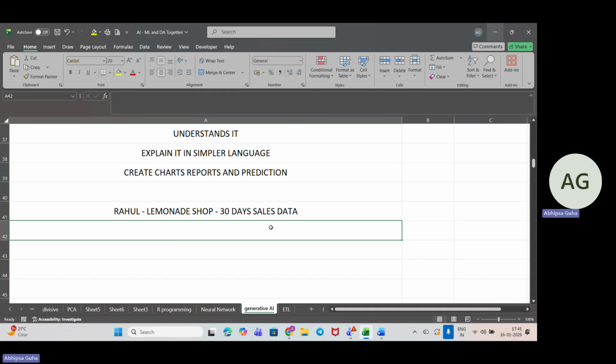Now, if Rahul wants an entire dashboard, the generative AI will prepare that as well. Okay. So that is the idea. So it needs to be taken care of accordingly.